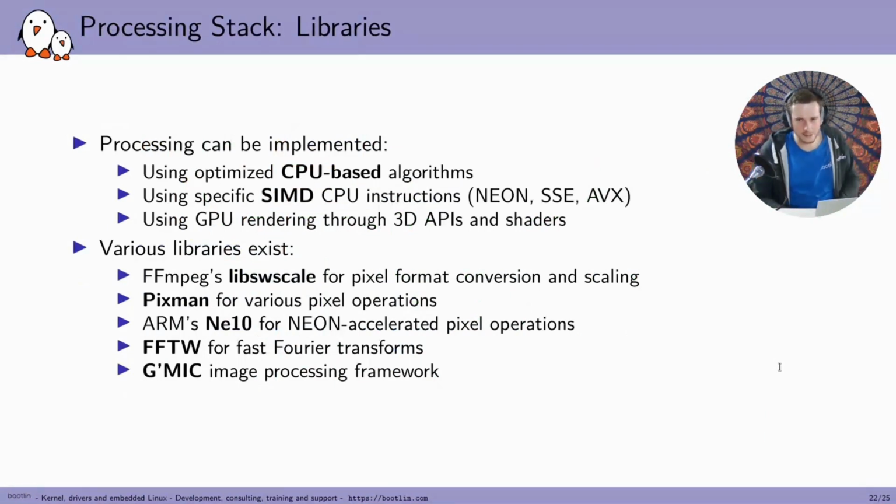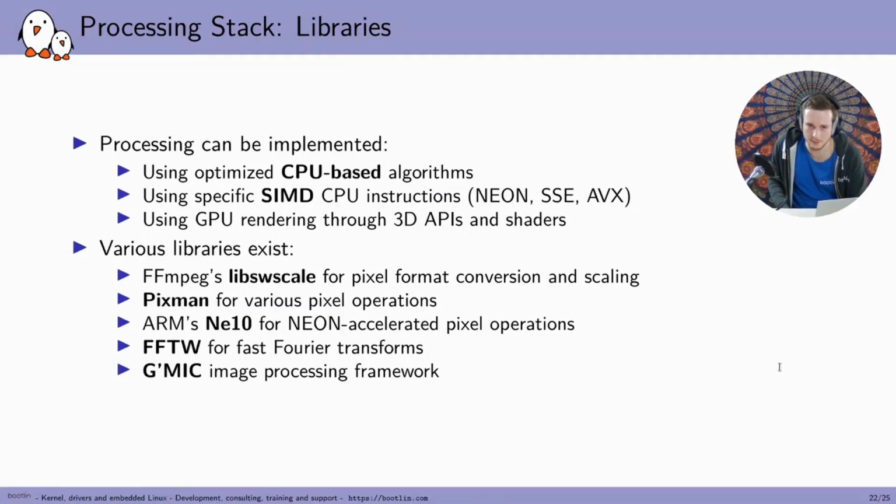Okay, so now finally, a few examples of processing libraries. So usually processing is also implemented on the CPU, but it can also sometimes leverage the parallel instructions of CPUs, so SIMD. And finally, it's also sometimes possible to use the GPU for processing using specific shaders. So there are various libraries that exist to help with processing.